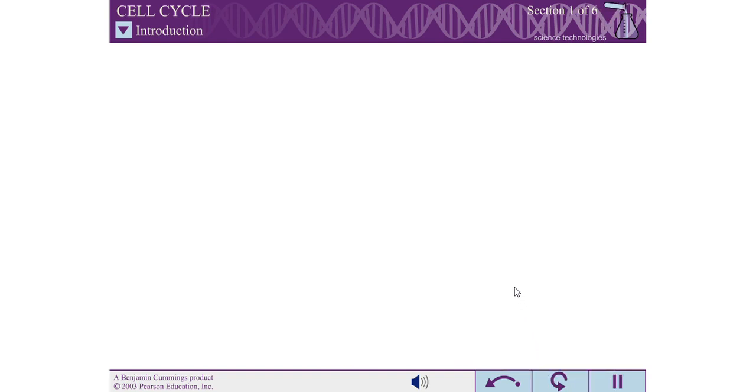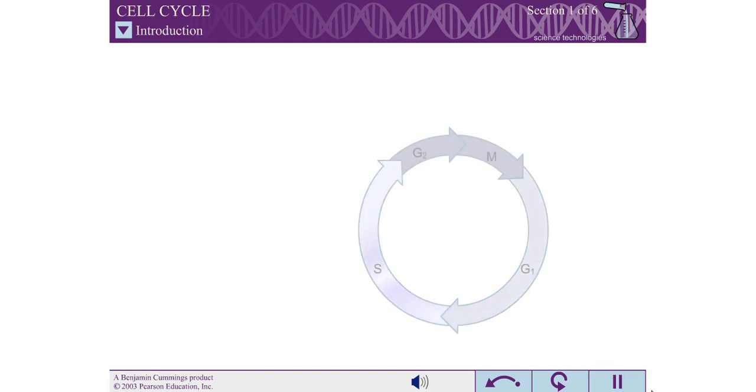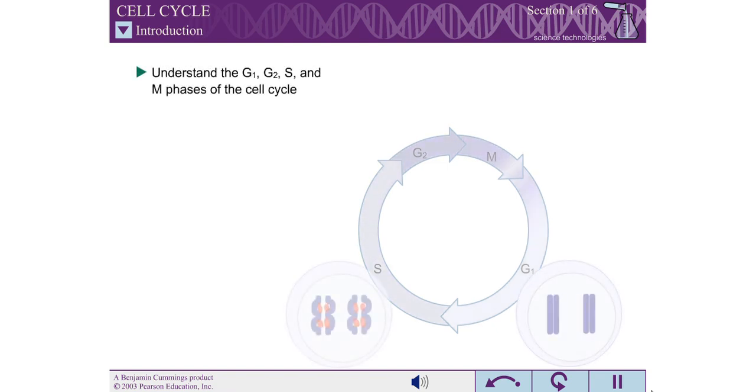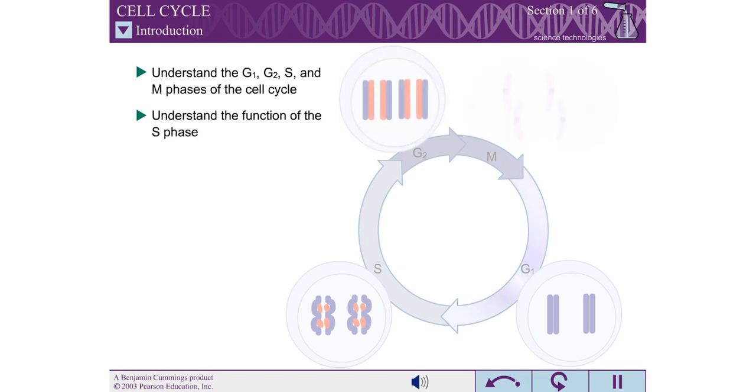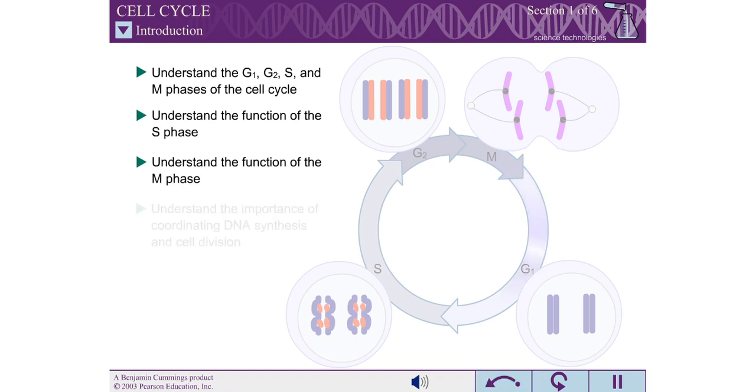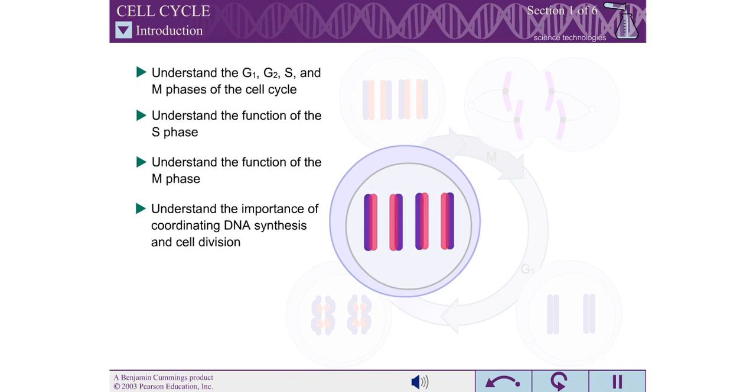The events required for a single round of cell division are called the cell cycle. When you have completed this exercise, you should understand the different phases of the cell cycle, understand the function of the S phase, understand the function of the M phase, and understand how DNA replication and cell division are tightly orchestrated to ensure that a parental cell divides into two healthy daughter cells. The process of cellular division to produce two daughter cells that are identical to the parental cell is called mitosis.